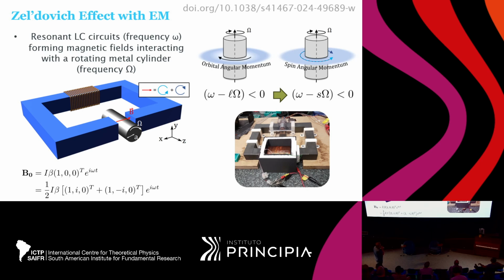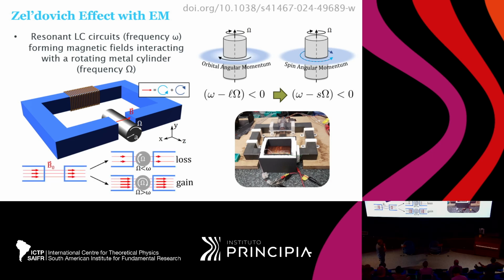So here's the setup. Here's the magnetic coil. There are funny stories about how that was made, but I don't have time to talk about it. And here's the rotating thing. So now this is 100 hertz and this is 150 hertz. And if you do this, then you see amplification.